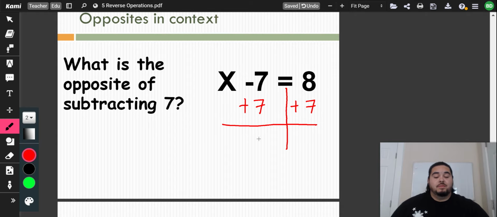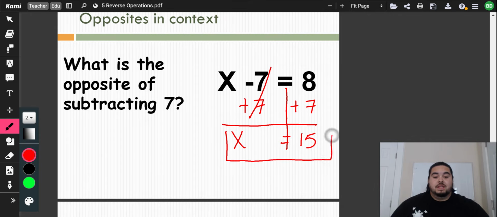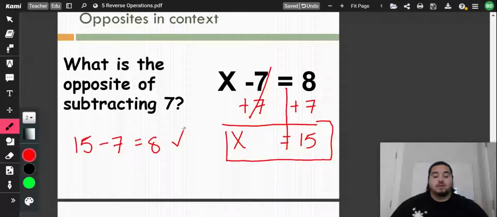Separate my steps to keep my work nice and neat. The 7s are going to cancel. So x is equal to 8 and 7 make 15. And then to check my work, I'm going to plug it into the original equation. 15 minus 7, does that equal 8? 15 minus 7, it does equal 8, so we did this correctly.